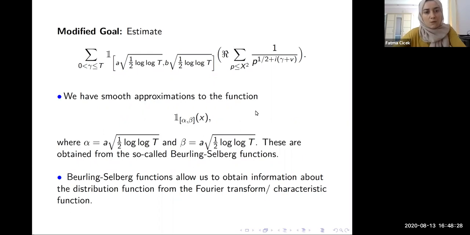These smooth approximations will be obtained from the so-called Beurling-Selberg functions. What the Beurling-Selberg functions do is that they allow you to use the Fourier transform, or in probability theory what is called the characteristic function. From that information, you can find something about the distribution function.